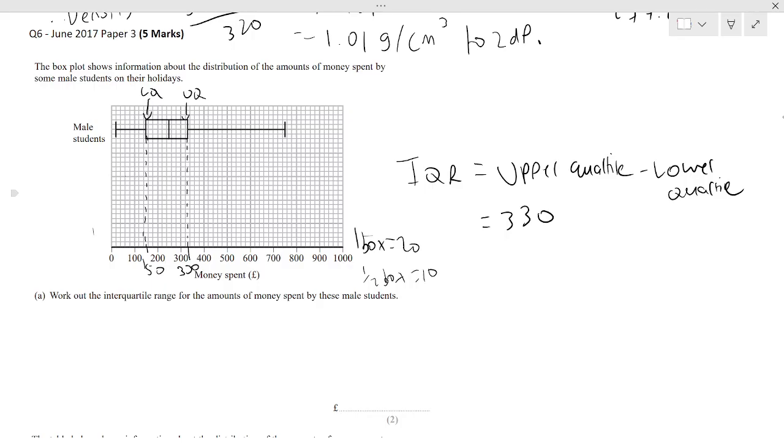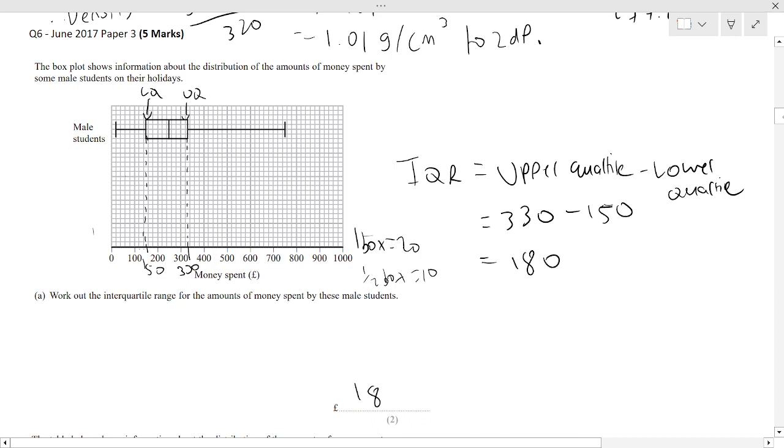Yes, 120, 140, then 150 in the middle. So your lower quartile is 150. Hopefully you can see that. And so then you just do the sum. So that's going to be 180. And that would be your lower quartile, 180 pounds. Cool.